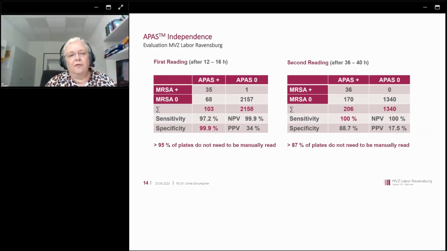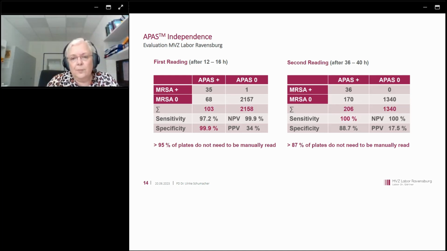As you can see here, we have checked 2,262 samples at the first time point, and 1,546 samples at both time points. And as you can see here, with the second reading we get every MRSA that we have also found by the visual inspection, so giving a sensitivity of 100%. Even the specificity, which is high at the first time point, is declining to 88% in the second reading.